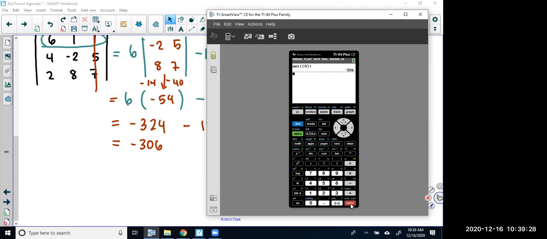So on your homework, I asked you... So you need to put in the matrix name now. Go back to your matrix menu again. So you hit second matrix. Second matrix. And then hit enter on A, and it will put it in there.